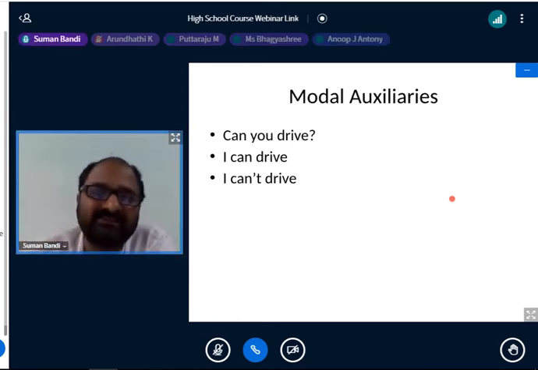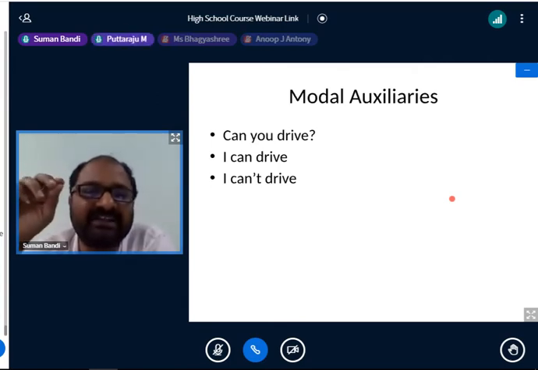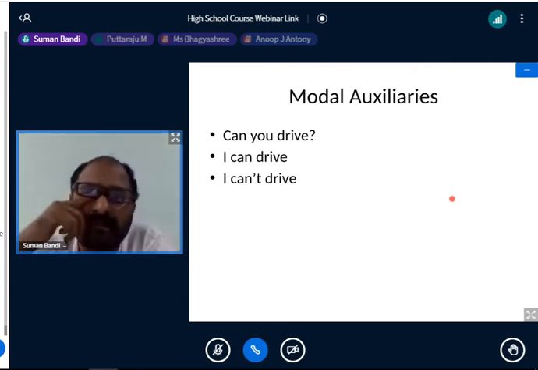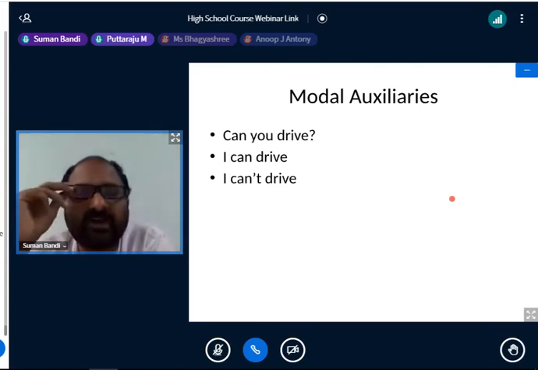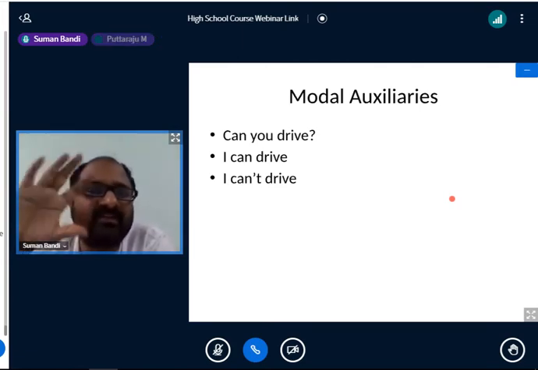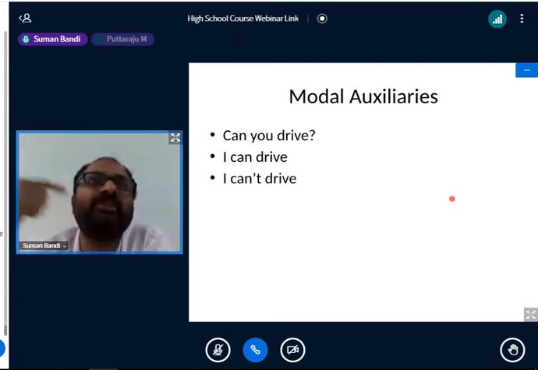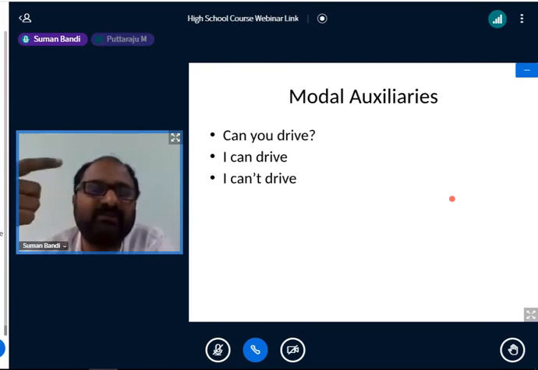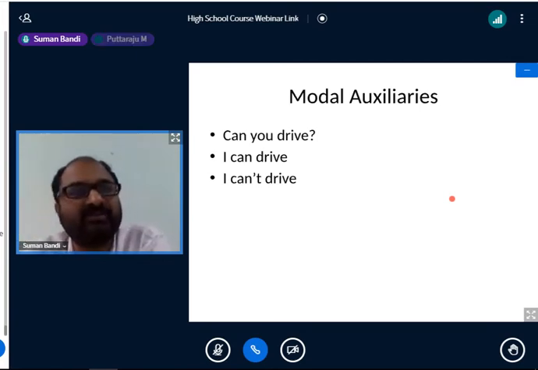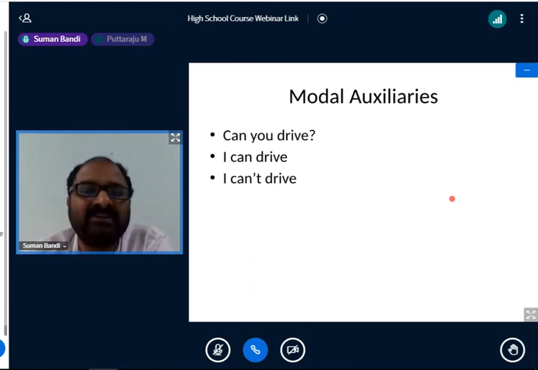Yes, yes, like this. So this is where you are establishing the meaning. Okay, because it is not about knowing what is the meaning of can. No, my student should be able to express ability. He should be able to express his abilities, he should be able to express others' abilities, which means he should make sentences like this.